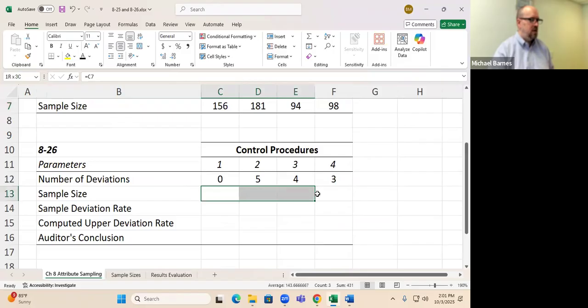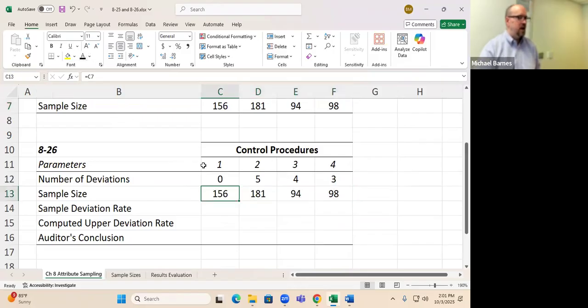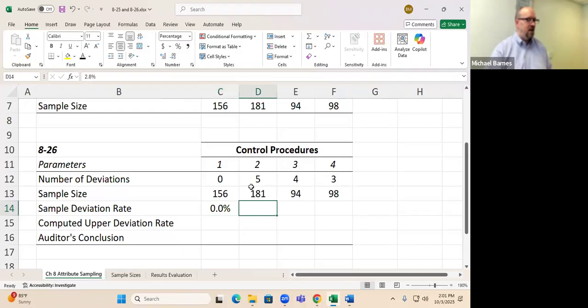Let's drop these sample sizes down here. Problem 826 says we're going to calculate the sample deviation rate first, then our computed upper deviation rate. The sample deviation rate should be pretty straightforward. What do we do to get the sample deviation rate? We divide the number of deviations by the sample size. Let's do the easy one first. What is 0 divided by 156? Seems a lot of confidence in that particular answer, but I agree with you. Okay, I have percentages here. All right, what about 5 divided by 181?